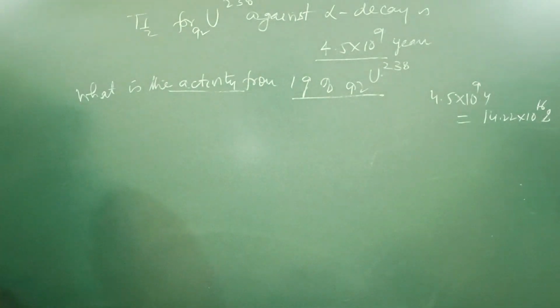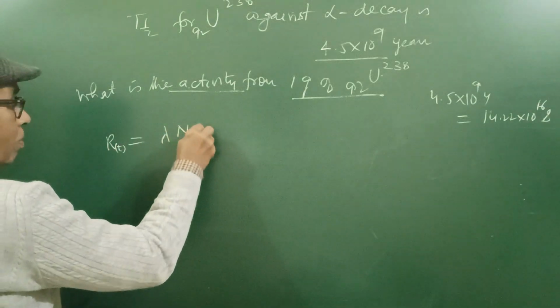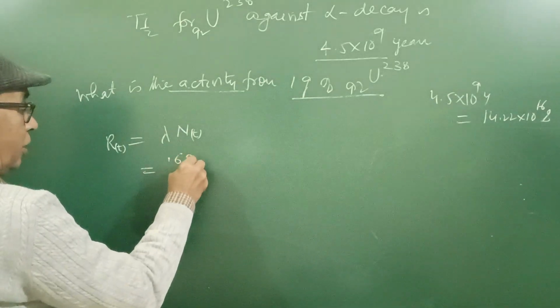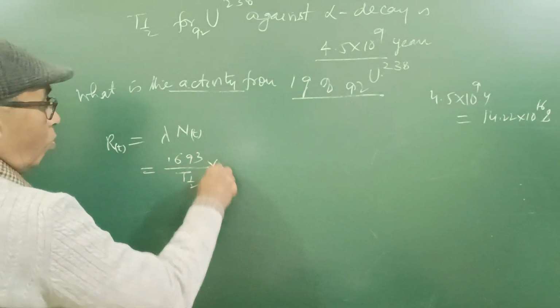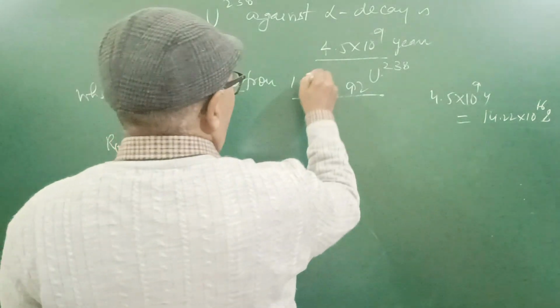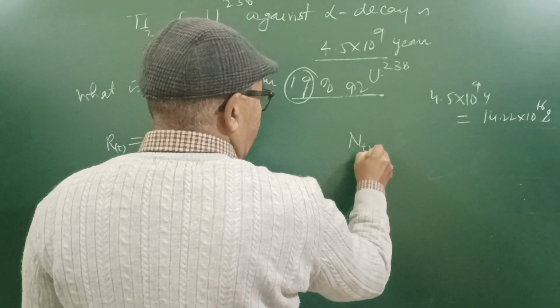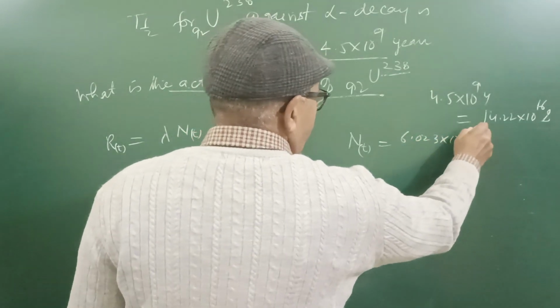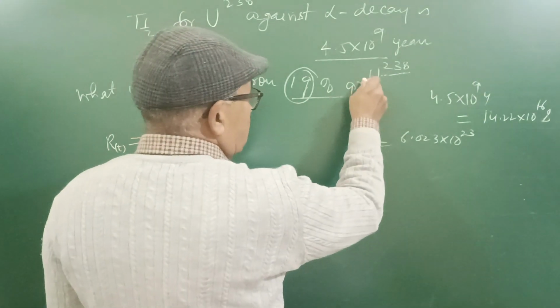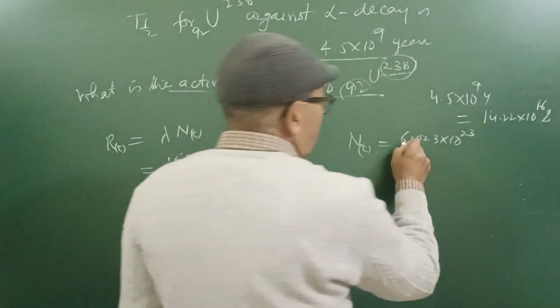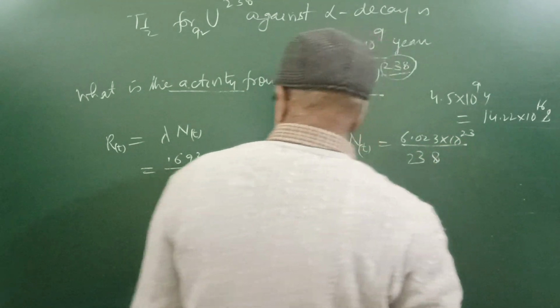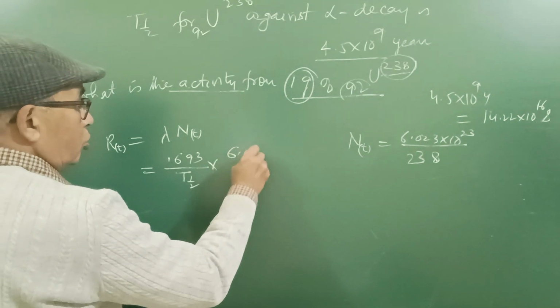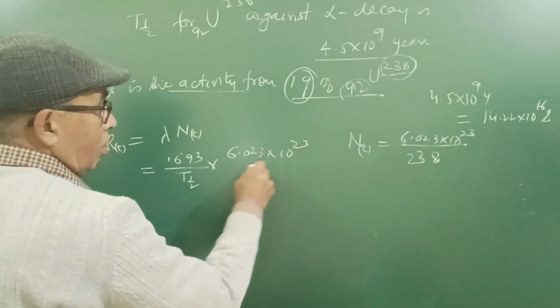Now R(t), rate of activity. t is there because the rate keeps on changing with time. I have told you, it is lambda N(t), and lambda is equal to 0.693 upon T half. What is N(t)? Number of radioactive nuclei present in 1 gram uranium. 238 gram has 6.023 10 to the power 23 nuclei. So 1 gram has 6.023 10 to the power 23 upon 238.